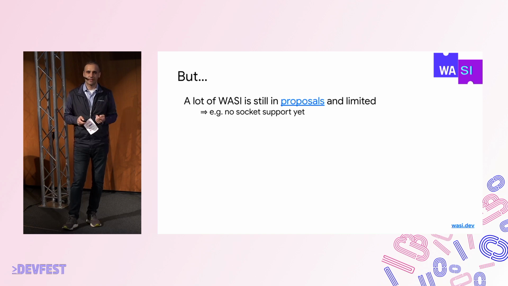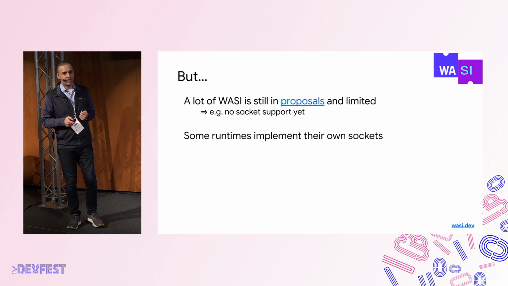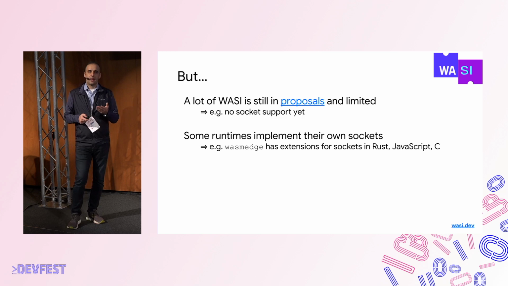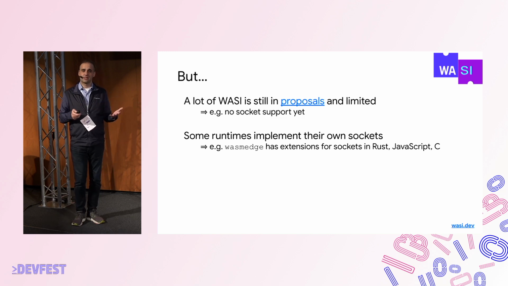So it's very limiting. And because of those limitations, some runtimes try to go around them, and they try to implement their own sockets. For example, WasmEdge, one of the runtimes, has extensions for sockets, but they are only supported on Rust, JavaScript, and C. So yeah, if you are on WasmEdge and if you are on Rust, maybe it will work, and maybe you will have some socket support, but for everything else, there isn't.